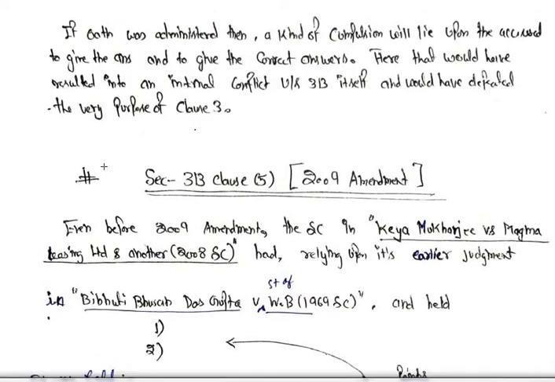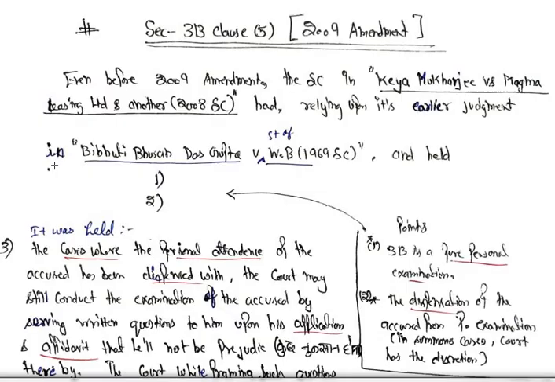Now if you administer oath, then he would not be free and he is bound, and he knows that if I do not answer then I will be liable under 179, and if I make a wrong answer then I would be liable under 193 of IPC. And by this the very purpose of clause 3 has got defeated, and therefore also the oath may not be administered.